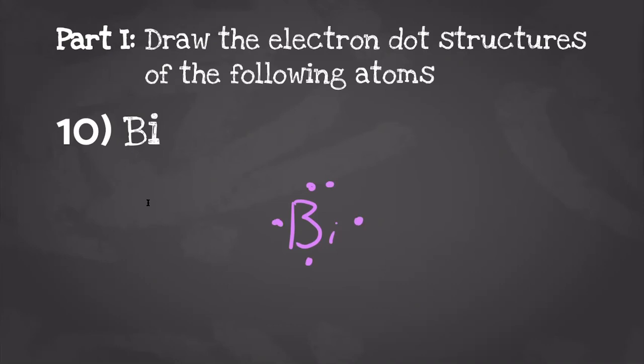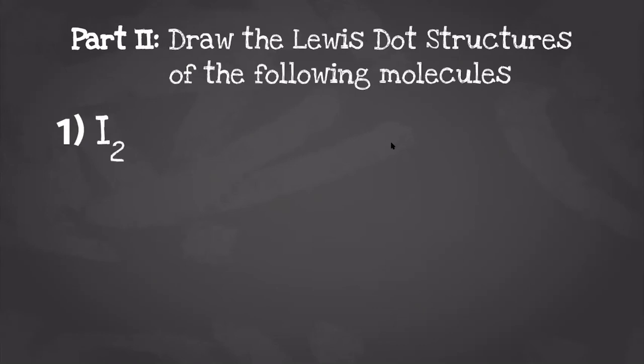And there we go. Awesome. Let's move on to part 2. For part 2, it asks to draw the Lewis dot structures of the following molecules. And for these specific questions, they're all going to follow the octet rule.